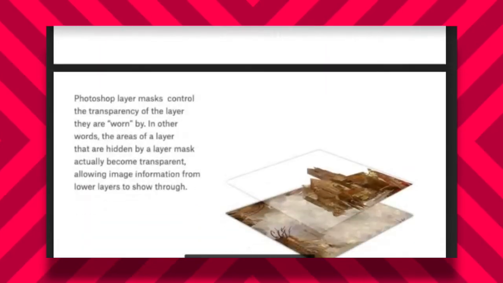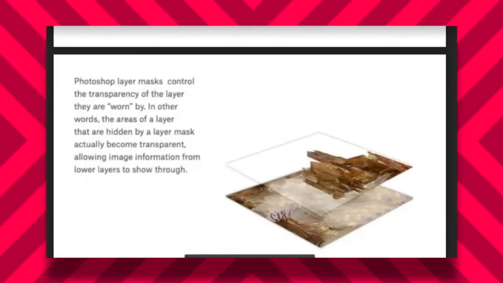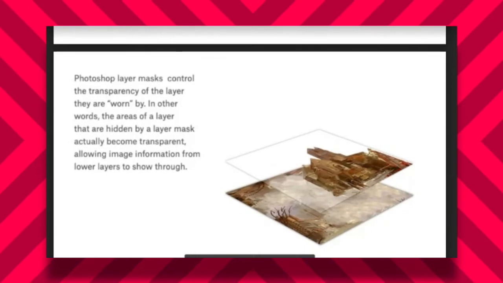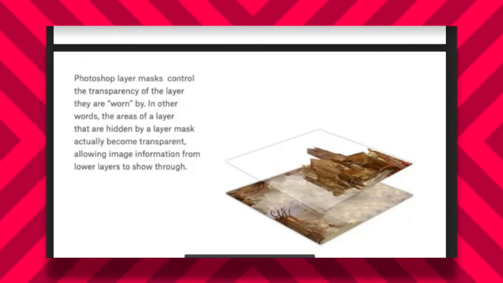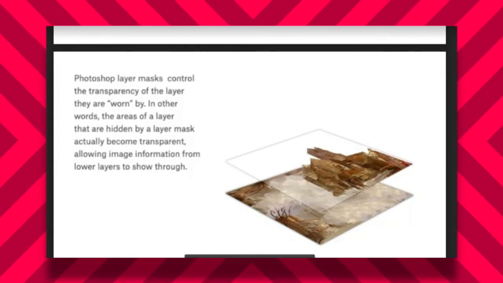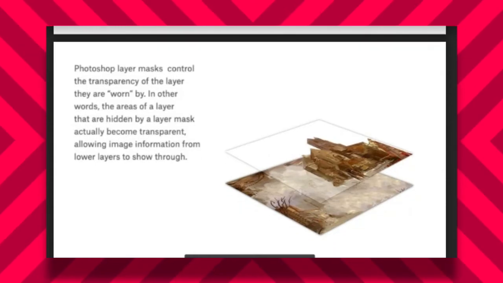So, Photoshop layer masks control the transparency of the layer they are worn by. In other words, the areas of a layer that are hidden by a layer mask actually become transparent, allowing image information from lower layers to show through.